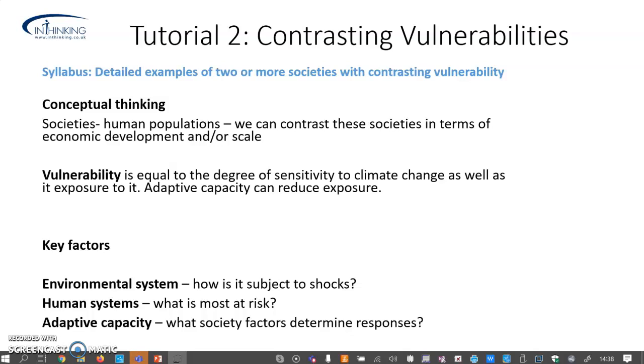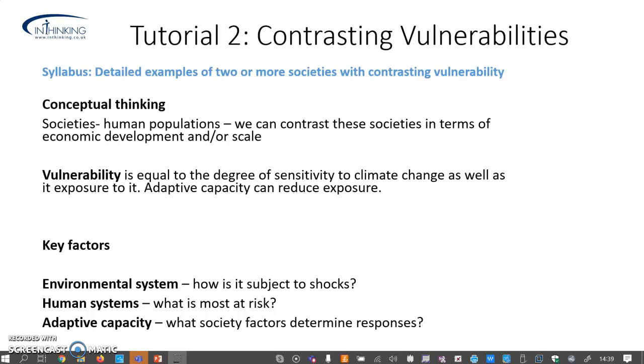So what is vulnerability again? Well, vulnerability is equal to the degree of sensitivity to climate change as well as its exposure to it. And that will also take into account the adaptive capacity of that society to reduce exposure. I think we need to be thinking about then, well, what factors combine to produce vulnerability? Well, you've got the environmental system itself. How is that system subject to shocks, environmental issues relating to climate change? How well will that system respond and absorb those shocks?